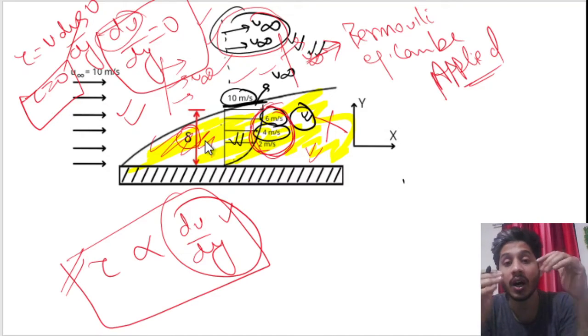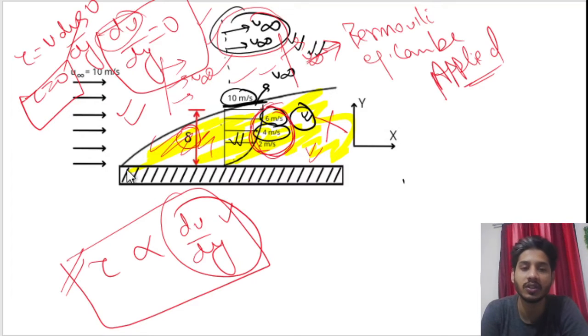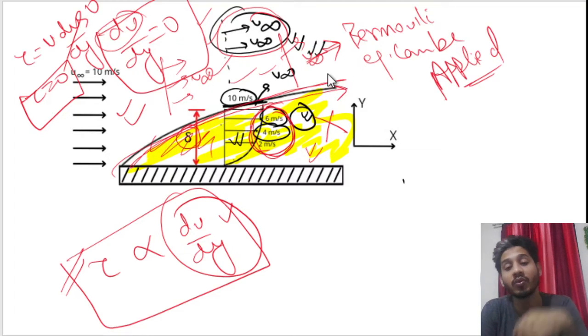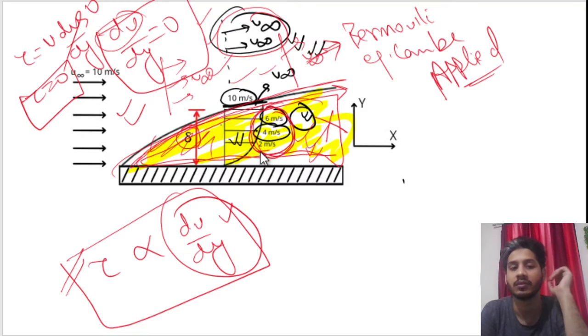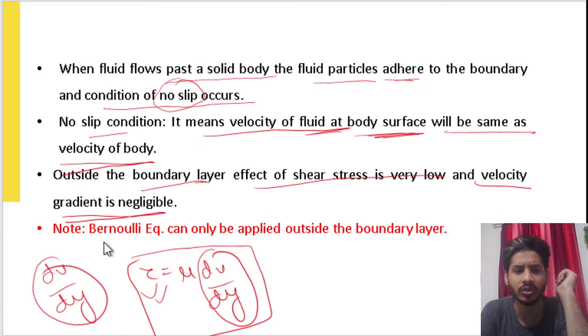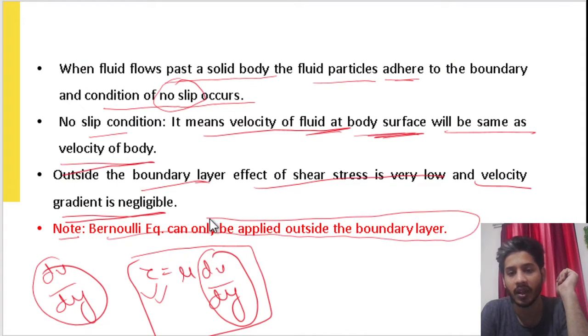All right. So our course of study applies only to this region, because we need to see what are the forces, what are the stresses, what are the shear stresses, what are the velocity gradients which are acting within this zone. So our area is confined to this region only. I hope this is clear. So note, the Bernoulli equation can be applied outside the boundary layer. Why? Because there are no shear stresses and no velocity gradient outside the boundary layer.